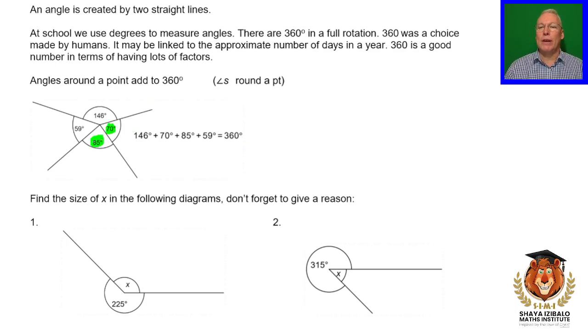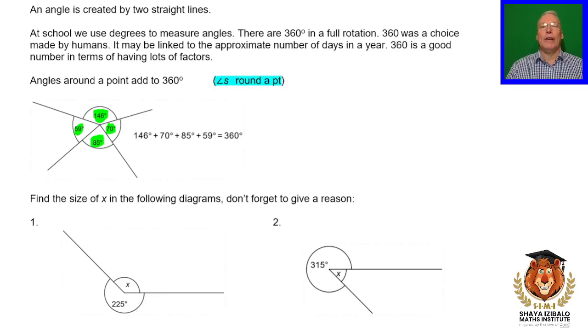I'm not sure why this number of 360 degrees was decided on. Maybe because it's close to the number of days in the year, but it's quite a useful number. 360 has lots and lots of factors. In geometry, a really important idea is for us always to give a reason. And the reason for this particular result, the reason we've written it in brackets here, is angles round a point.